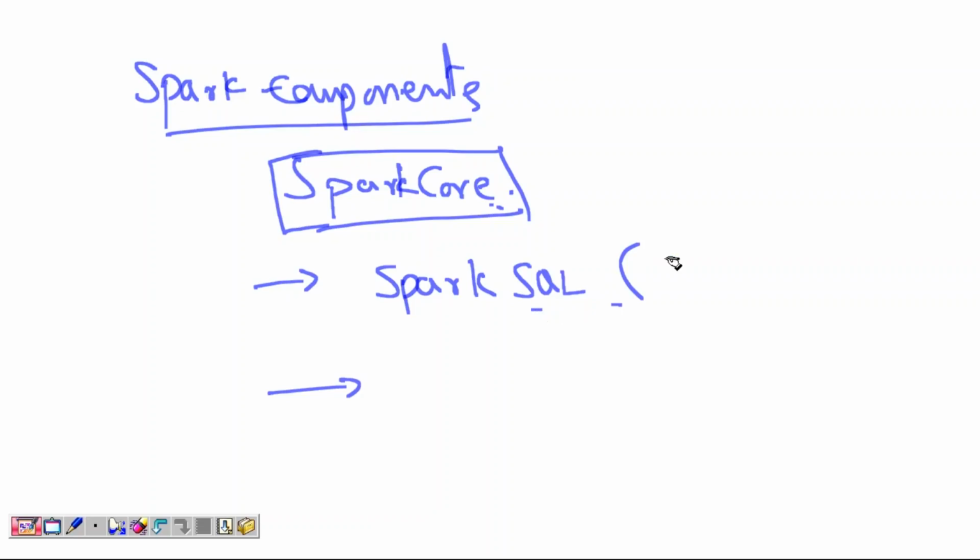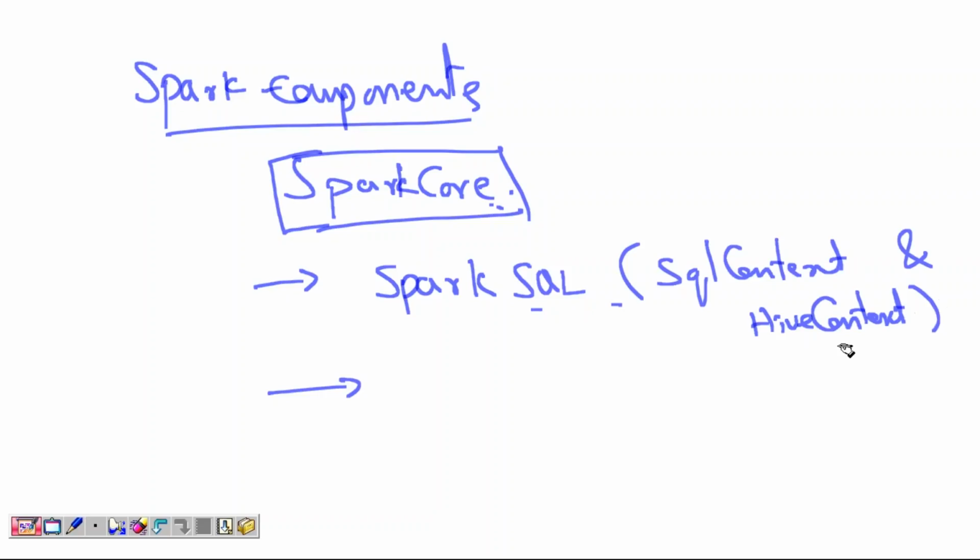It provides you two contexts. One is SQL context, and the second is Hive context. Using SQL context, you can apply SQL statements over RDDs. There is a special process to apply SQLs on RDDs, which we'll see later. First we need to create RDDs, later provide a schema for that, then convert them into data frames. Data frames will be registered as tables. This process we will discuss in the technical part.